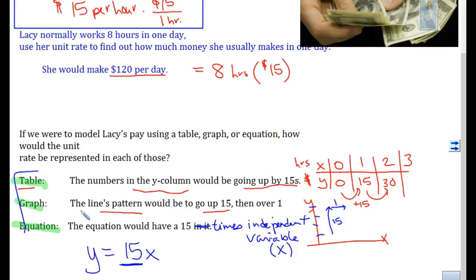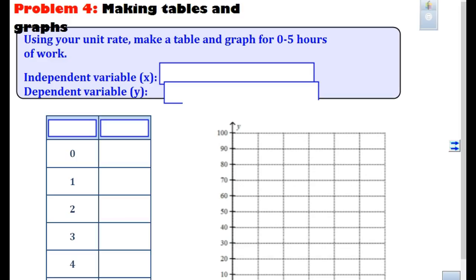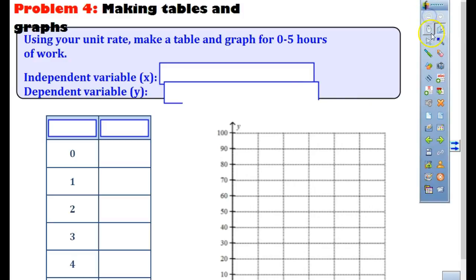Please turn to problem 4 in your notes, making graphs and tables. Today we're going to do kind of this little exit flip. I don't know if we're going to get to the video watch, but there is a video that I attached to the daily planner. First off, using unit rate for 0 to 5 hours, we're going to keep looking at our same person.